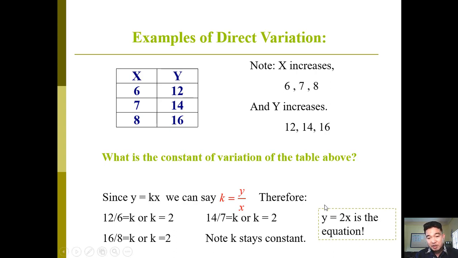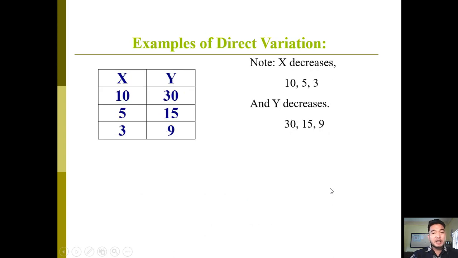You simply substitute 10 here. 2 times 10 is equal to 20. So y is equal to 20. If x is 10, y equals 20. Let us have another example of direct variation.